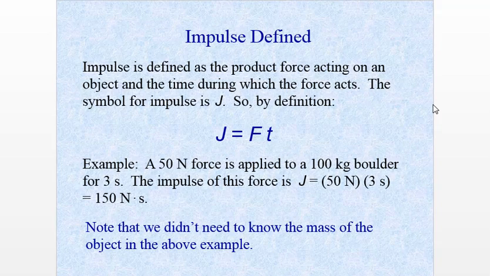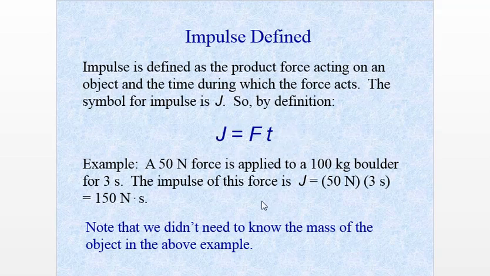Now we will learn about impulse. Impulse could be defined like this. Impulse is defined as the product of the force acting on an object and the time during which the force acts. The symbol of impulse is J. This is the equation for impulse: J equals F times t. J is impulse, F is force, t is time.